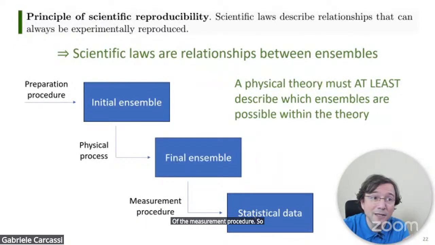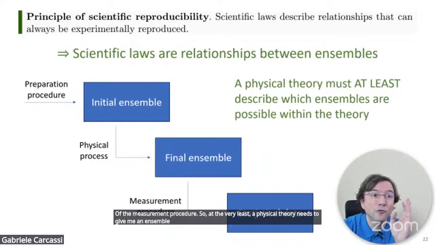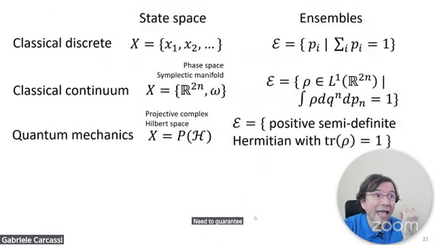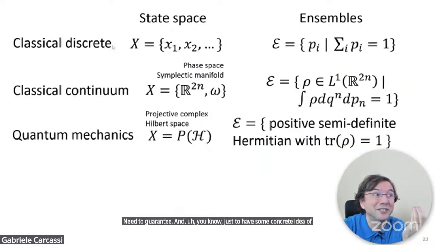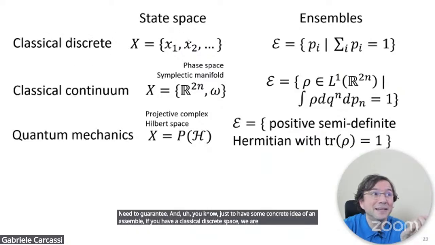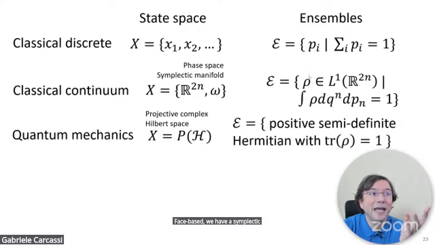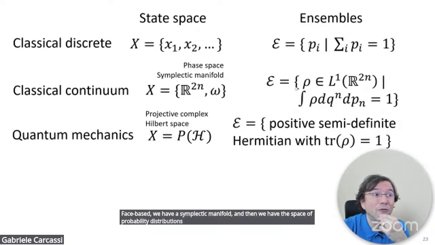So at the very least, a physical theory needs to give me an ensemble, and therefore we need to find what the basic axioms are, something that all spaces of ensembles need to guarantee. And just to have some concrete idea of an ensemble, if we have a classical discrete space, we are going to have a series of points and a probability distribution over the points. If we have a classical continuous system, we have a phase space, a symplectic manifold, and then we have the space of probability distributions over that manifold.